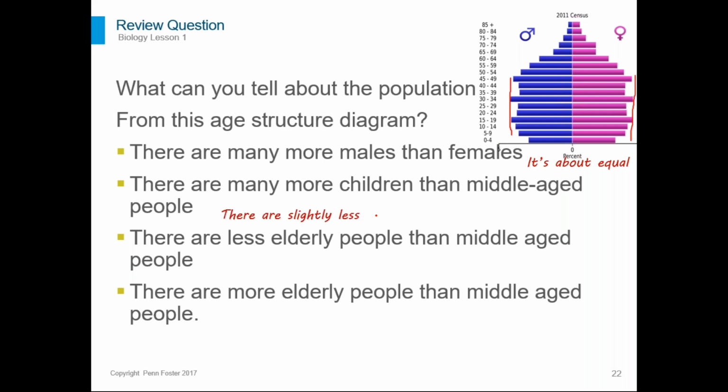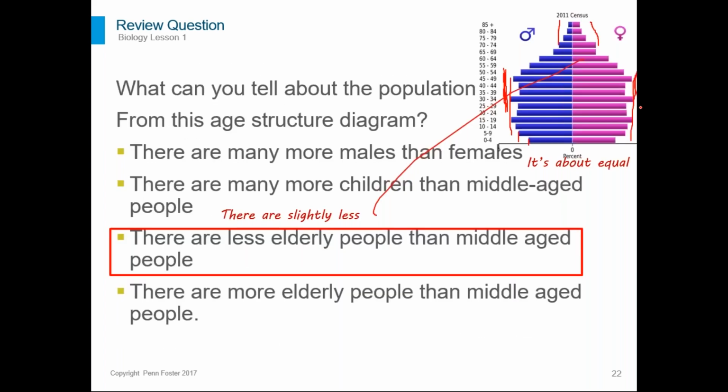There are many more children than middle-aged people. Whoa, that line's not supposed to be there. There's actually slightly less. So our children's bars are over here and over here. And middle-aged would be right around here. So there's actually more middle-aged people and children in this group. And then our last two options, there are less elderly people or more elderly people. Well, if you look at the elderly people, we've got much smaller bars. So there's less of them than the middle-aged people. So that makes our correct answer that one. There are less elderly people than middle-aged people in this group.